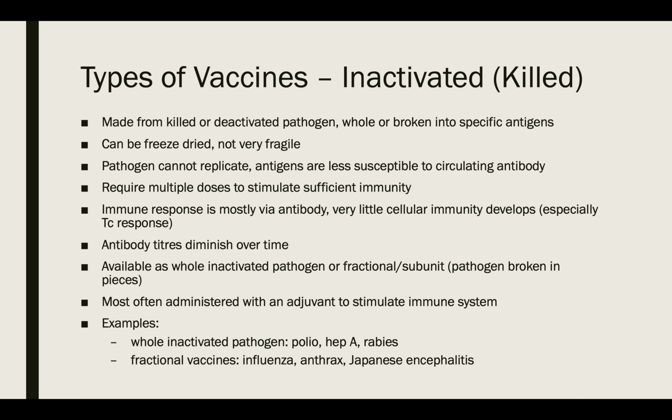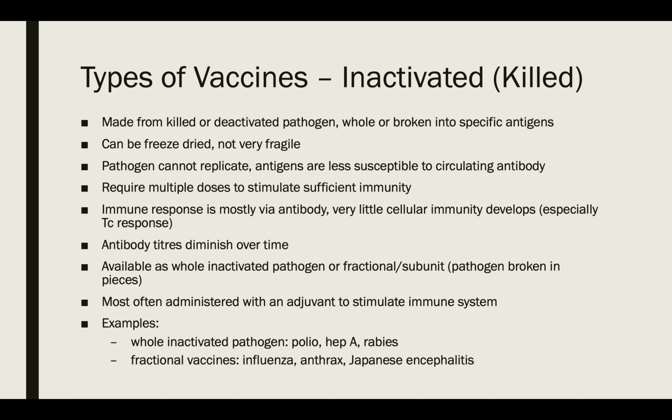There's going to be very little cellular immunity, especially very little cytotoxic T cell response. So this is important when we remember some things are intracellular, and you definitely really want that cellular immunity. So there's ways that they can be combined with other antigens to stimulate cellular immunity, but in general, they're mostly going to stimulate humoral immunity, antibody immunity. And antibodies tend to diminish over time, so these are not long-lasting vaccines.